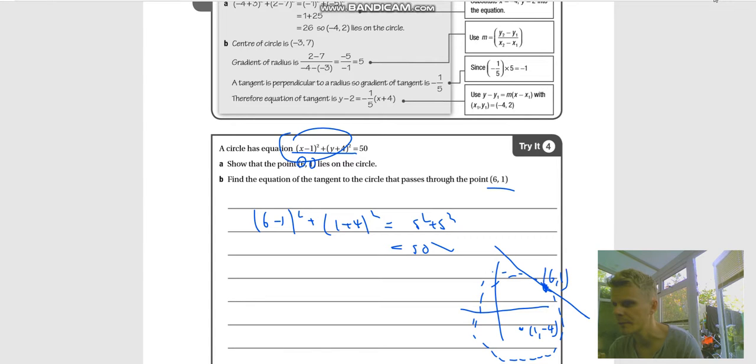point (6, 1), okay? And we want to find the equation of that tangent, so we'll write down y equals mx plus c, because that's the equation of any old straight line, and then we can find the gradient and we can find the y-intercept and we're done, okay?